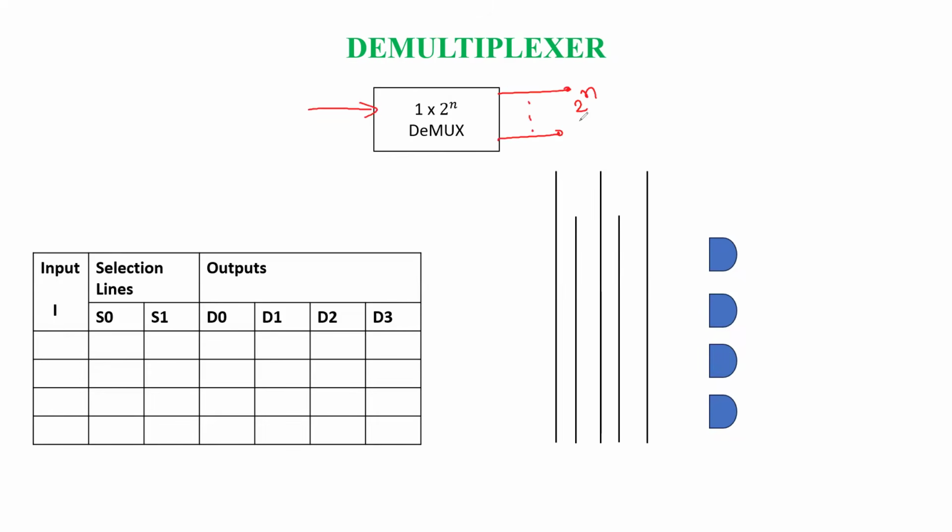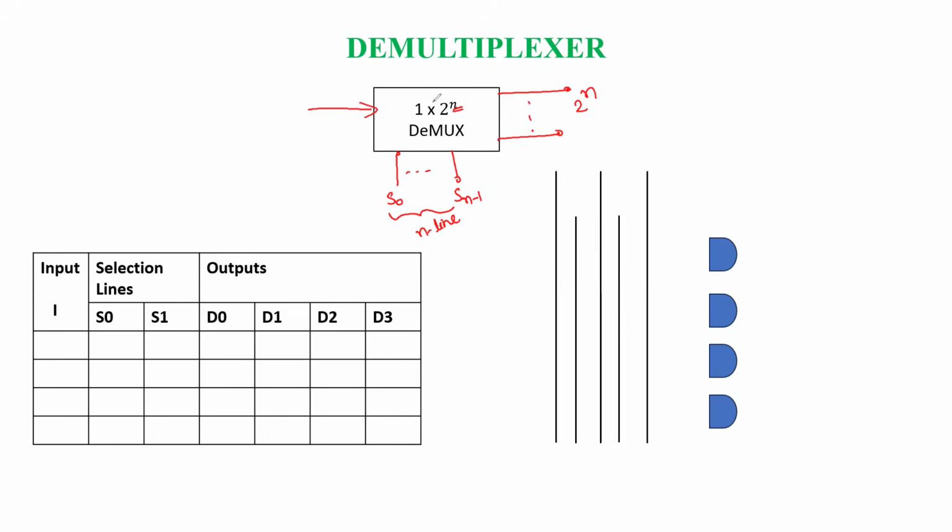2 to the power n. So this n is the number of selection lines. We are going to write the selection lines, so let's start with S0 and it will go up to S suffix n minus 1. So the total number of selection lines is how many? N lines. That is decided by the 2 to the power n here.